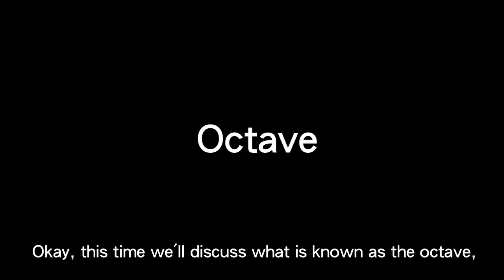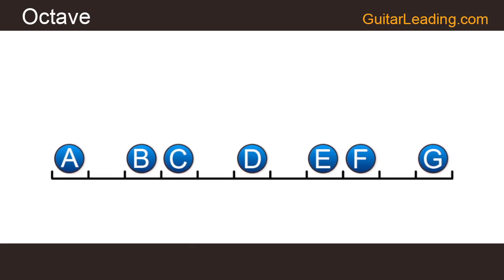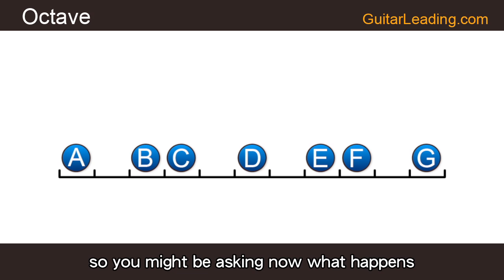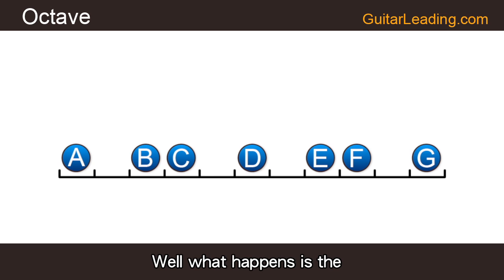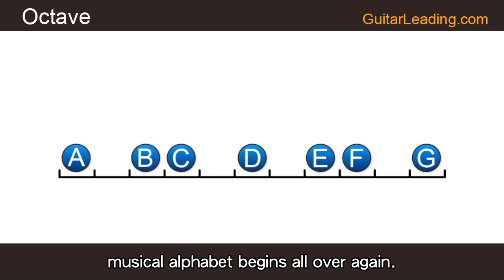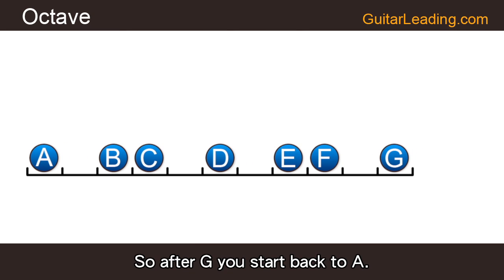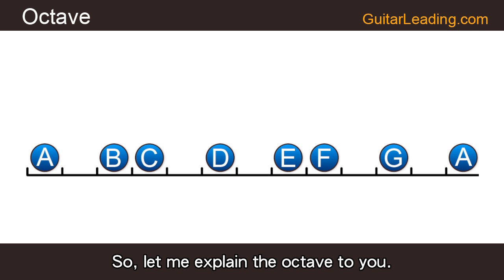Okay, at this time we'll discuss what is known as the octave. So you might be asking, now what happens when we go from A to G? What happens after G? Well, the musical alphabet begins all over again. So after G, you start back to A. Let me explain the octave to you.